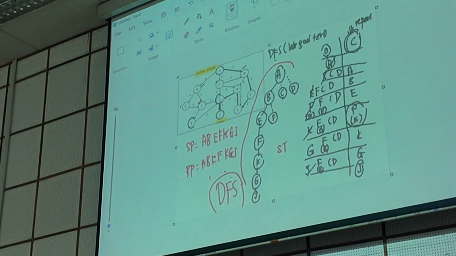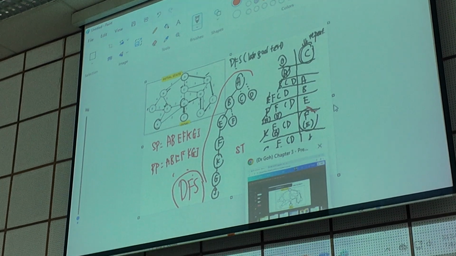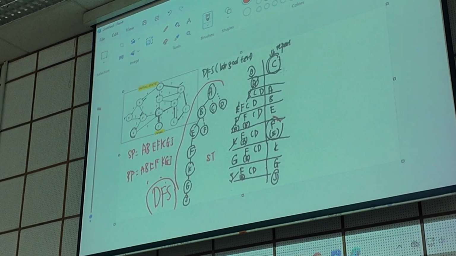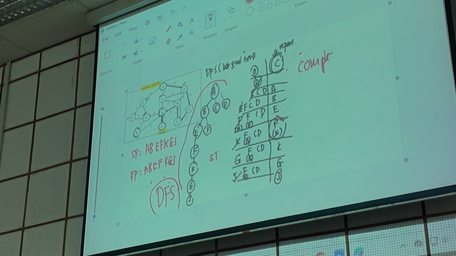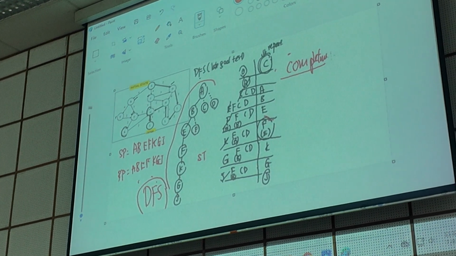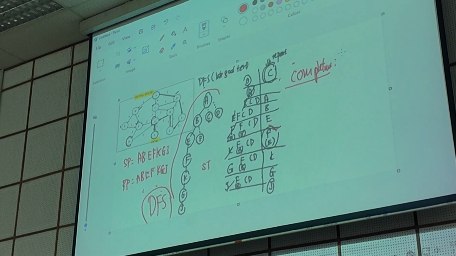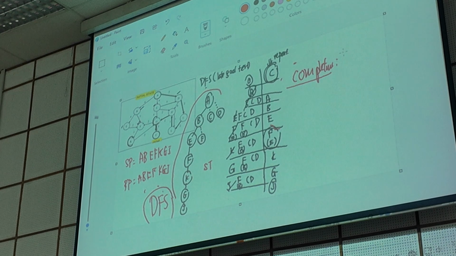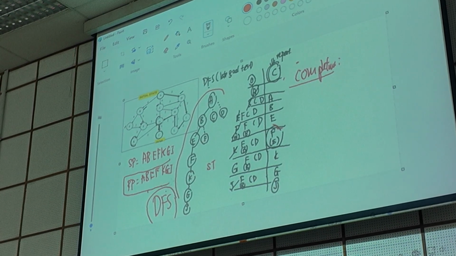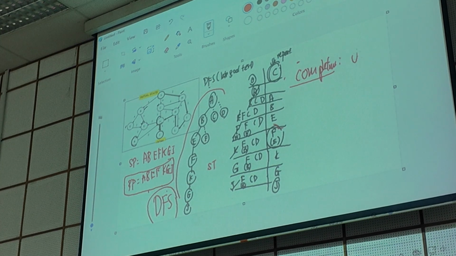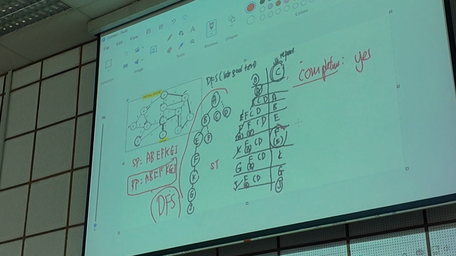Okay, so if we talk about optimality, we can compare a few things here. We can compare completeness. Completeness means whether this algorithm returns a solution to you or not, yes or no. So from here, we are able to get the return path. As long as you are able to get the return path, for this case, yes. Completeness, yes. You are able to return the solutions.